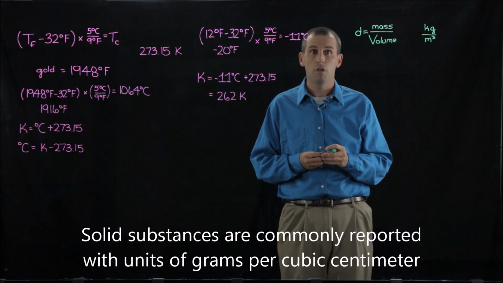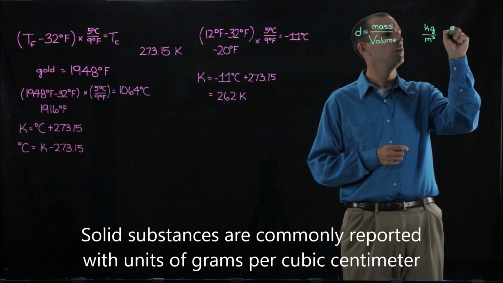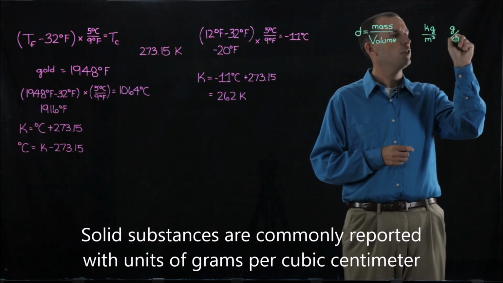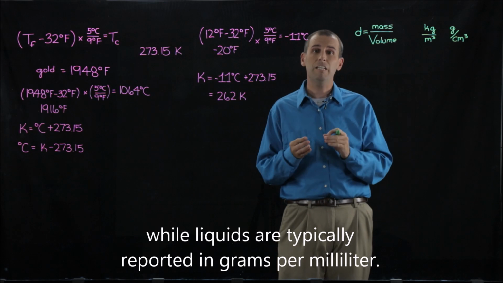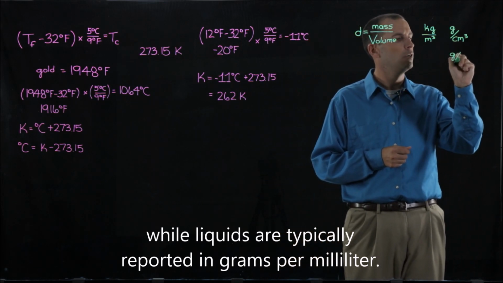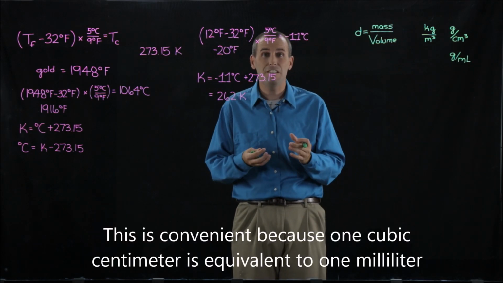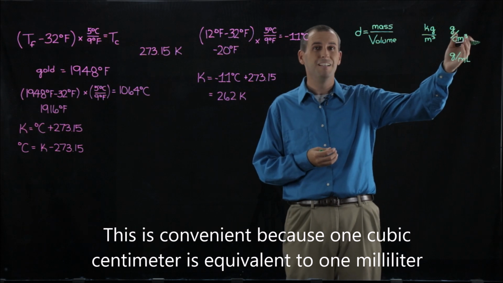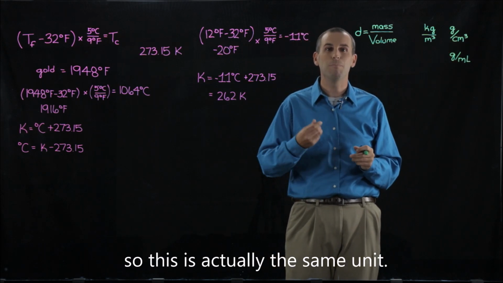Solid substances are commonly reported with the units of grams per cubic centimeter, while liquids are typically going to be reported in grams per milliliter. This is convenient because 1 cubic centimeter is equivalent to 1 milliliter. So this is actually the same unit.